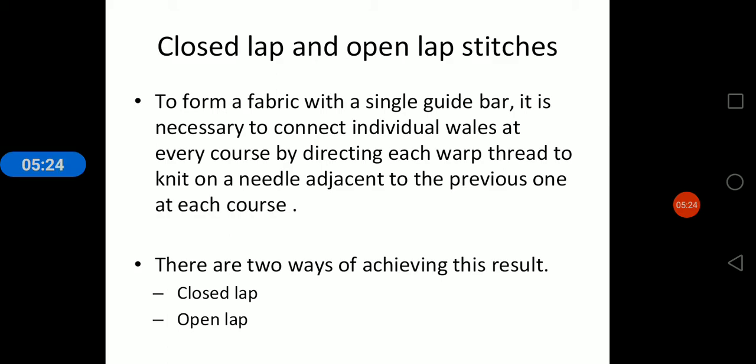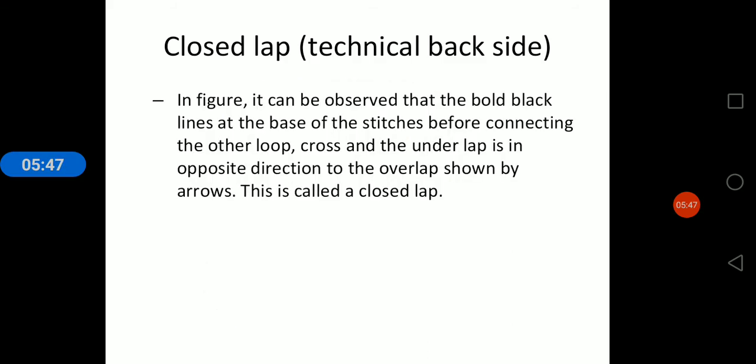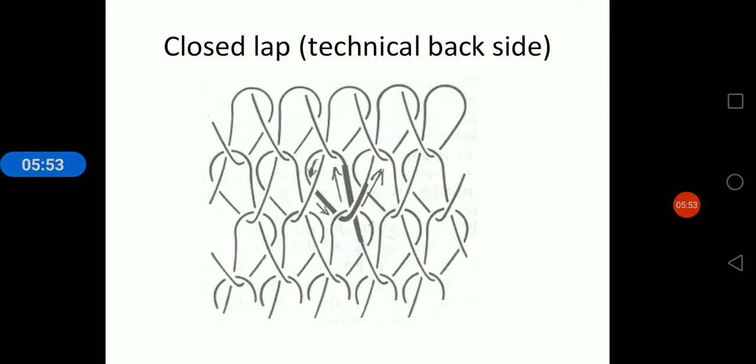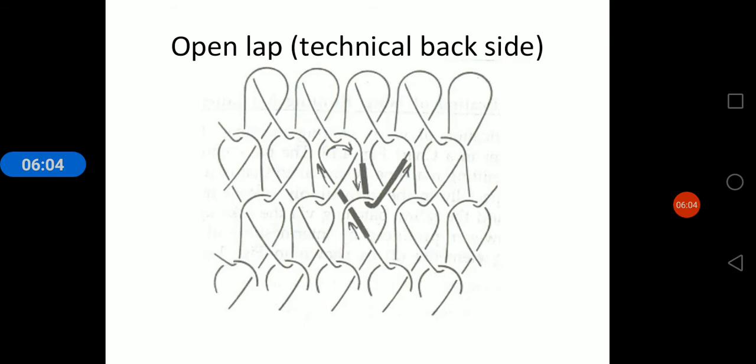Closed lap or open lap stitches. To form a fabric with a single guide bar, it is necessary to connect individual wales at every course by directing each warp thread to knit on a needle adjacent to the previous one at each course. There are two ways of achieving this result: closed lap and open lap. In the figure, it can be observed that the bold black lines are the technical back side, the base of the stitches before connecting the other loop. When the underlap crosses and is in the opposite direction to the overlap, it is called a closed lap.